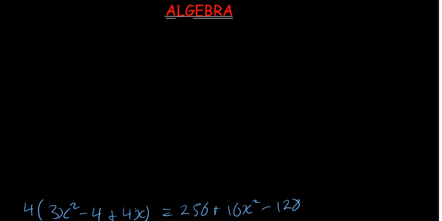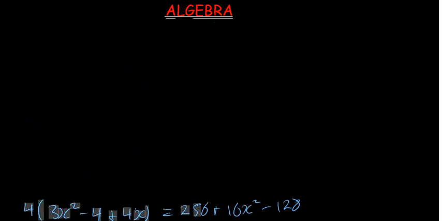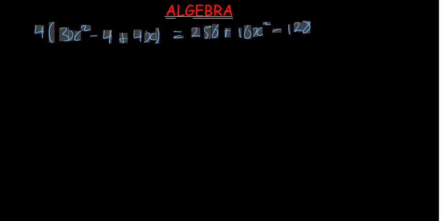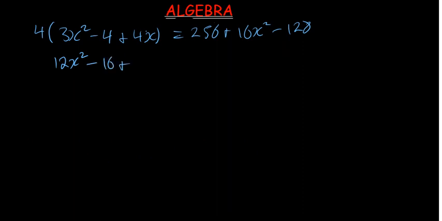So we just try to bring it up so that we use the same one. Okay, like that. So we continue. So now, what we are going to have this side is 12x squared minus 16 plus 16x is equal to 256 plus 16x squared minus 128. You can collect the like terms here.